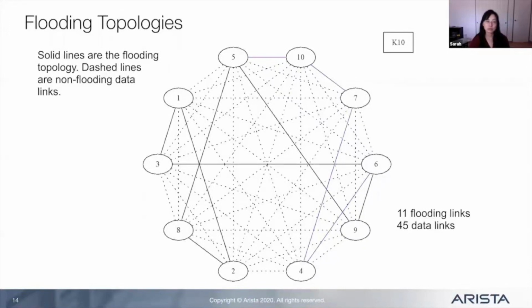So data still flows on all the 45 links, but the link state updates only flow on the solid lines. There are only 11 flooding links on it.